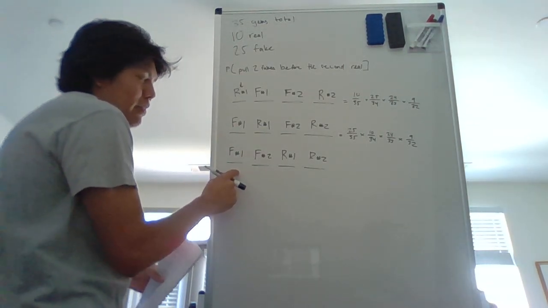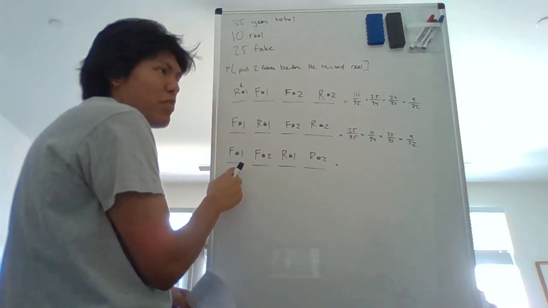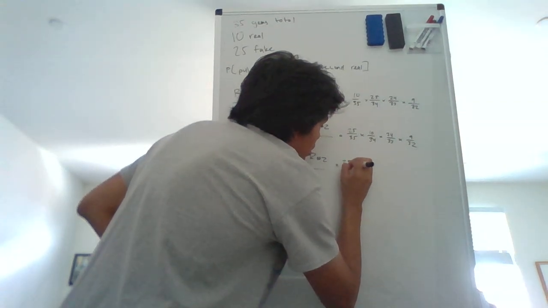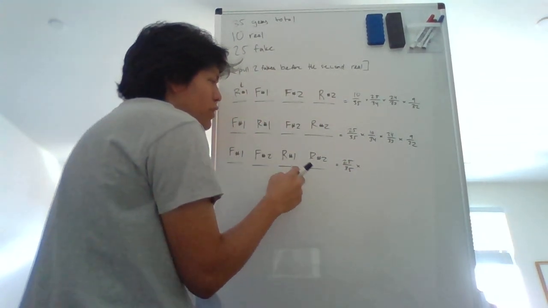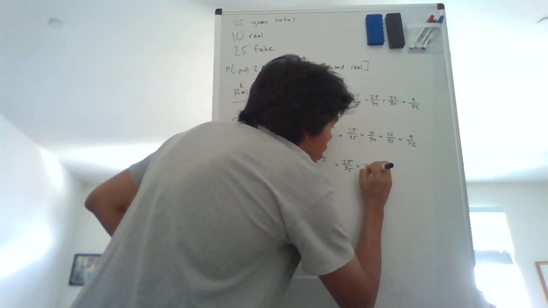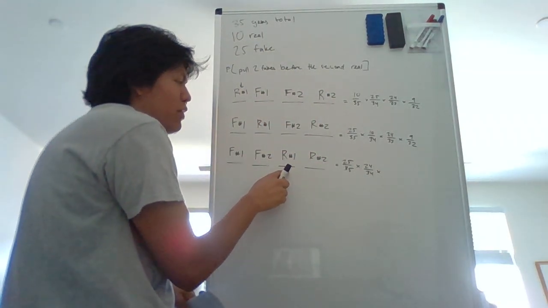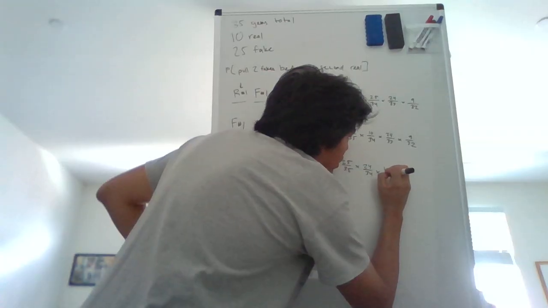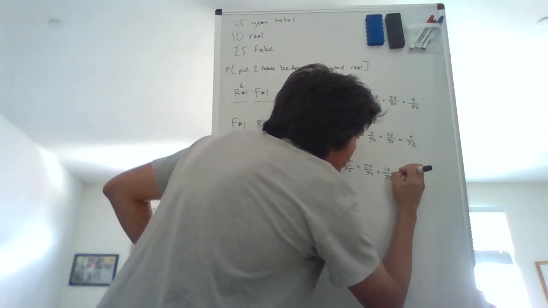Now we'll do this last chain. What's the probability of us pulling out a first fake? 25 over 35. Followed by a second fake, 24 over 34. What's the probability of us pulling out the first real? 10 over 33. And the second real, 9 over 32.